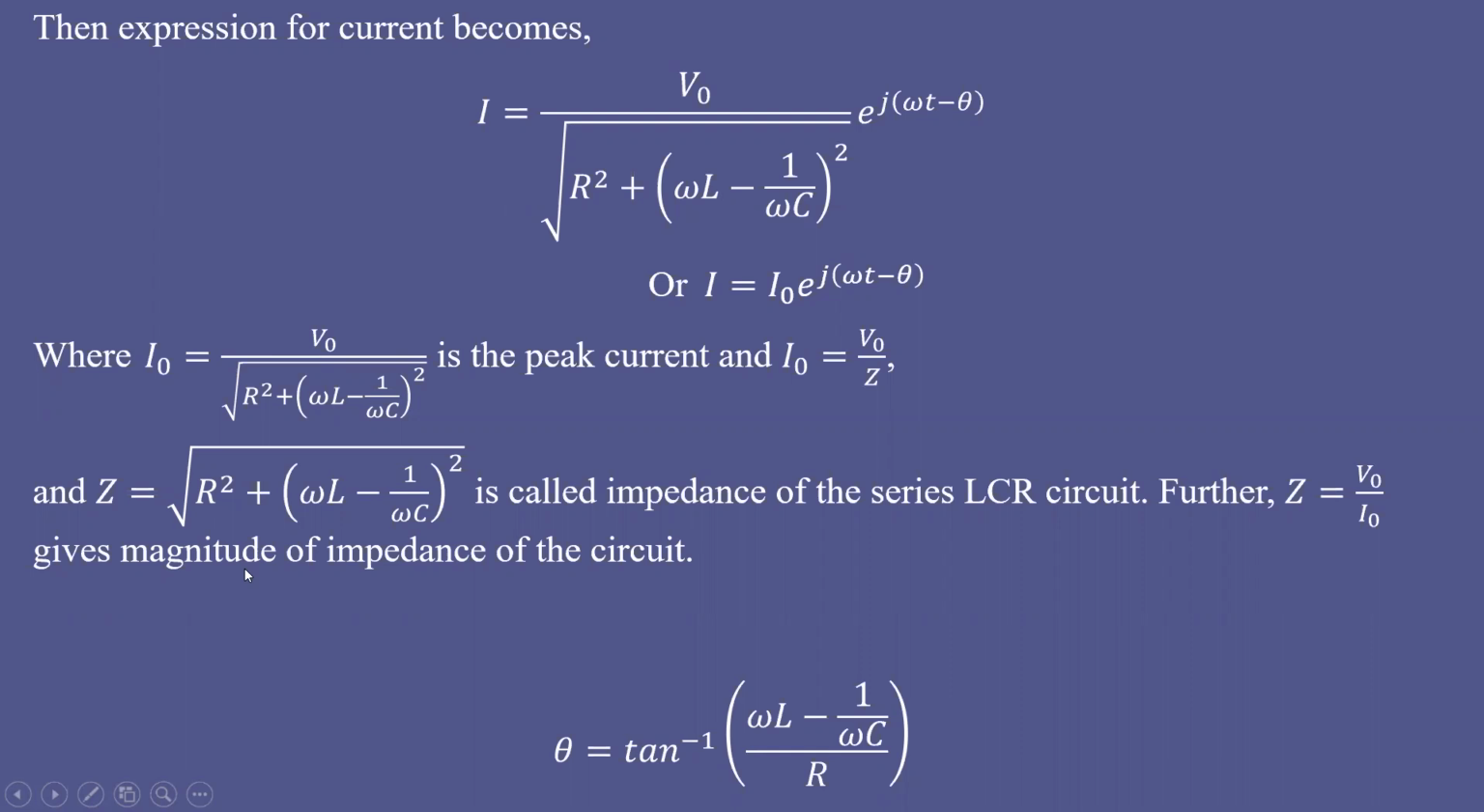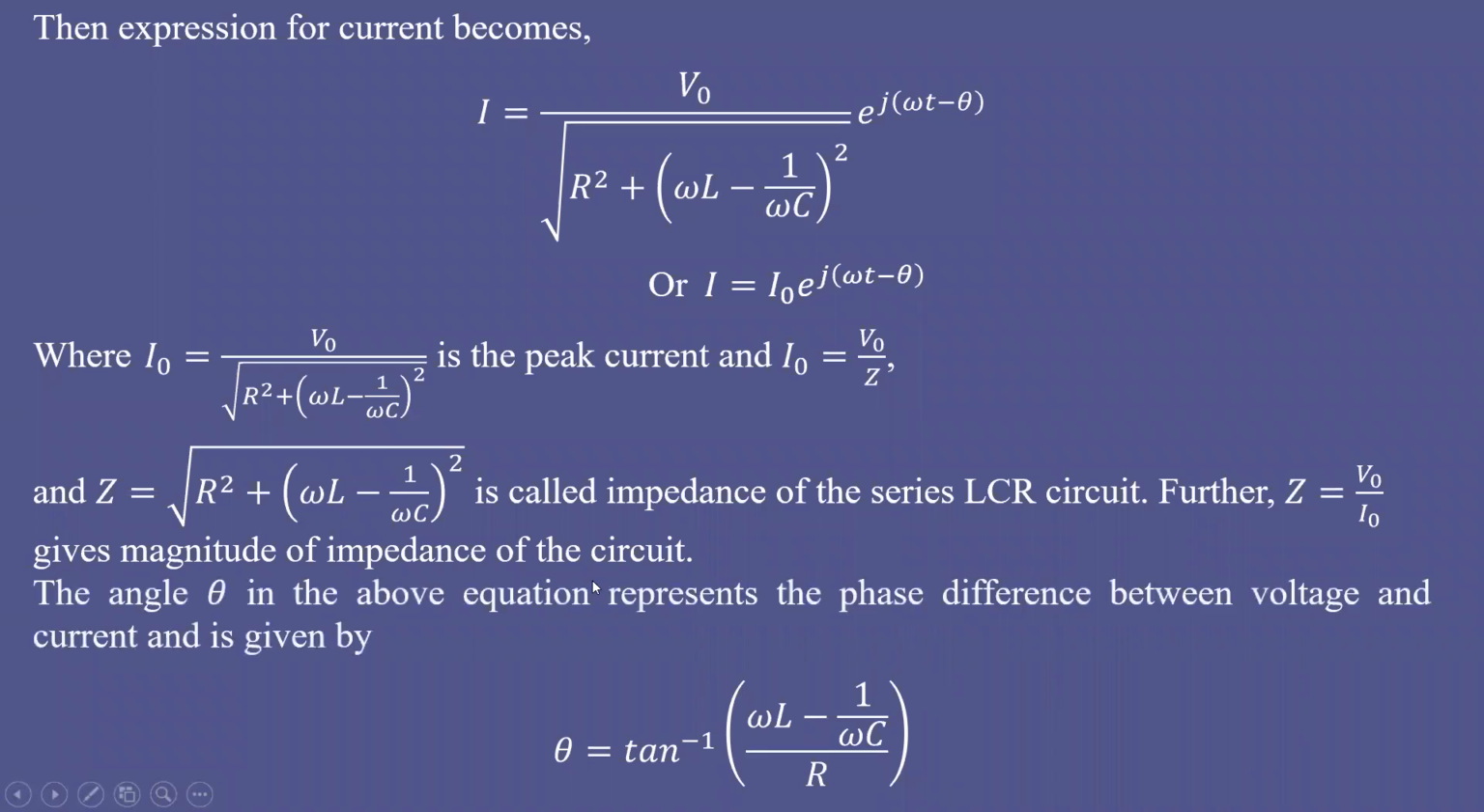A question may be asked in the problem. You may have to find the impedance of the series resonant circuit by being given the values of resistance, capacitance, and inductor. They may ask you to find the value of impedance Z. And you should also remember Z is equal to V naught by I naught. That is a simple expression. Impedance of the circuit will be equal to peak voltage by peak current. That also gives the magnitude of impedance of the circuit.